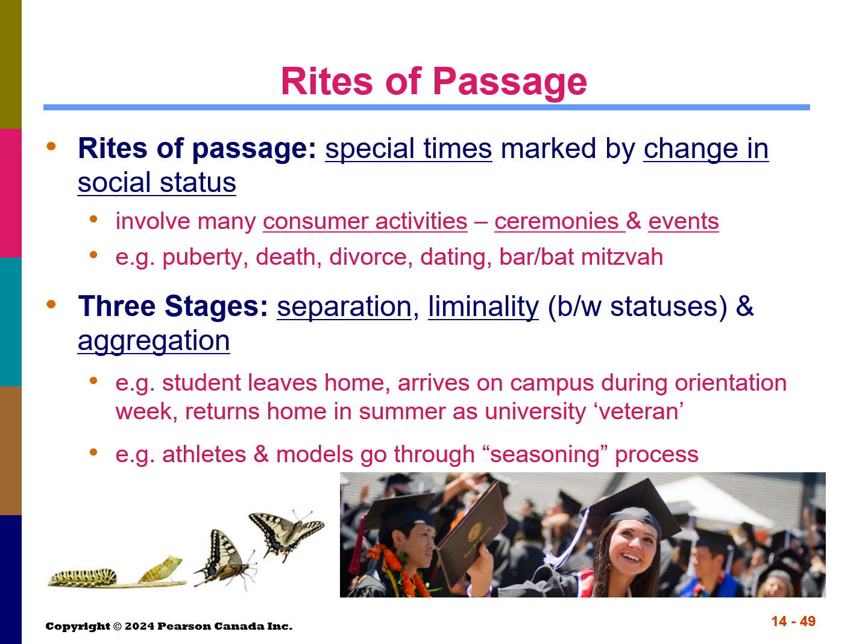Much like the metamorphosis of a caterpillar into a butterfly, consumers' rites of passage consist of three phases: separation, liminality, the phase between statuses similar to the cocooning of a butterfly, and aggregation. For example, a student leaves home, arrives on campus during orientation week, and the transformation begins. They later return home in summer as a university veteran. Athletes and models go through a similar seasoning process. For example, athletes go to training camps while models go to Paris.